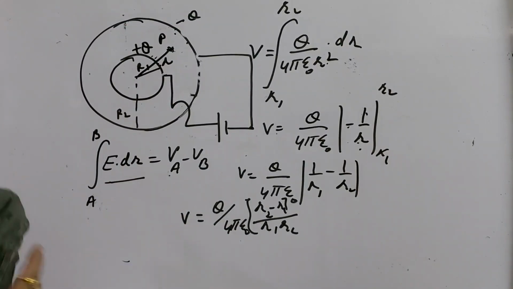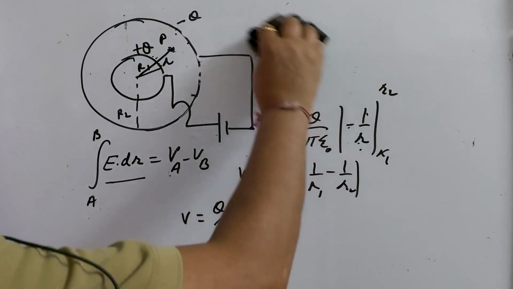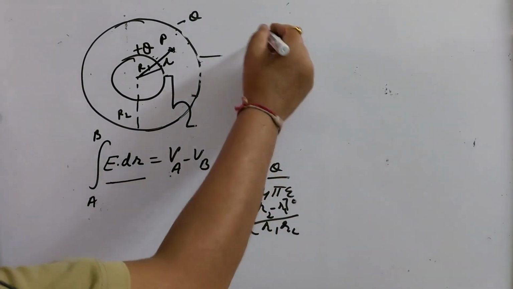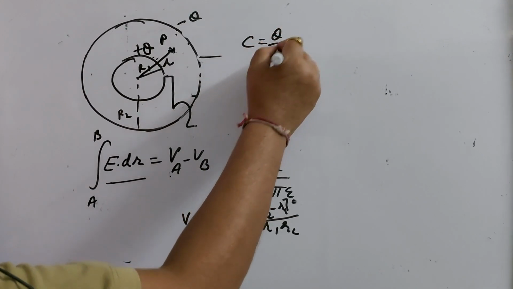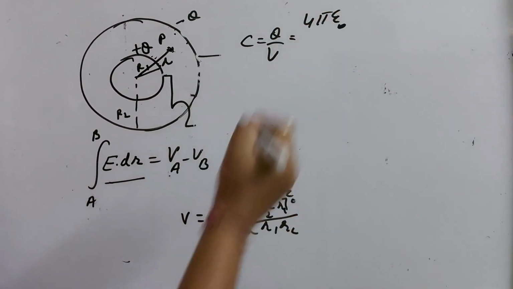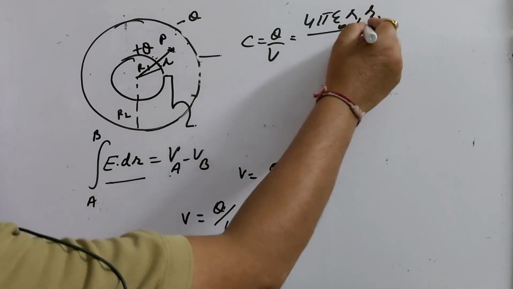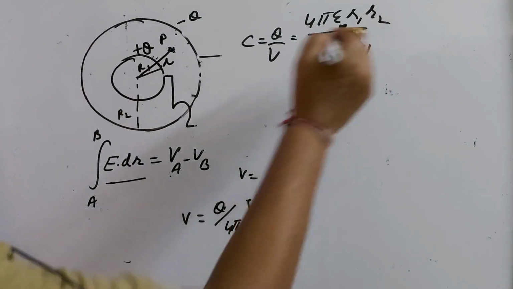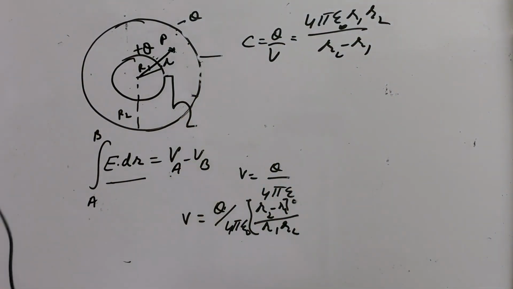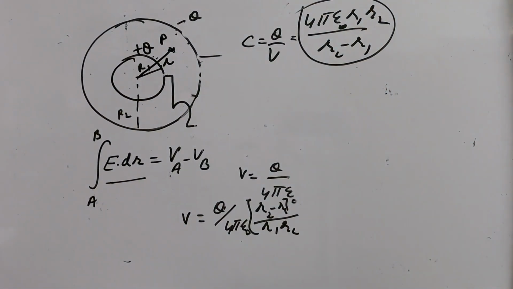So we can write here q by v as C, and this is equal to 4 pi epsilon naught r1 r2 upon r2 minus r1. This is the capacitance of the spherical capacitor. So this is the formula for the capacitance of the spherical capacitor.